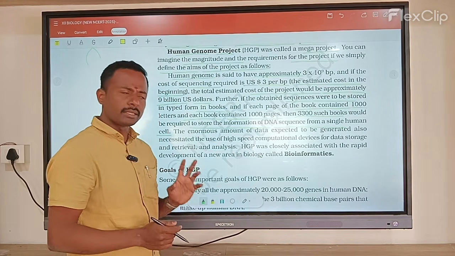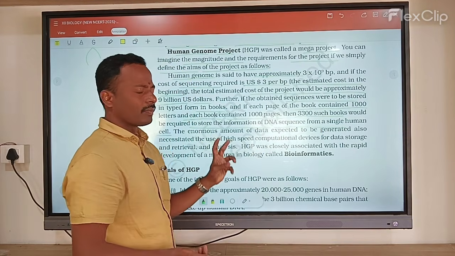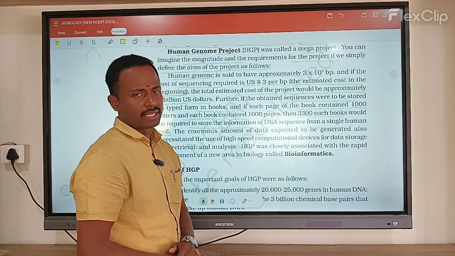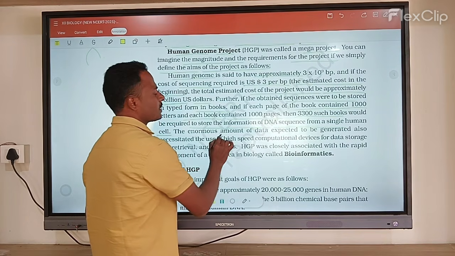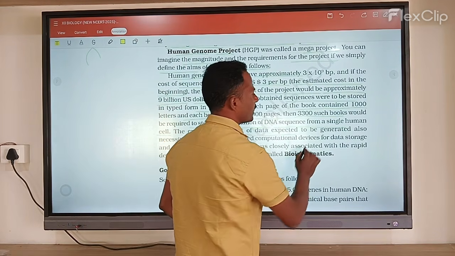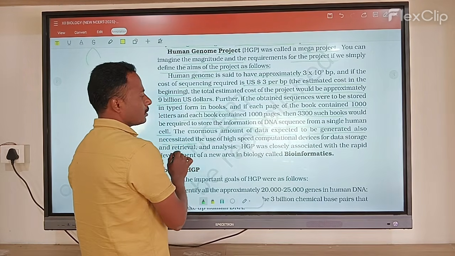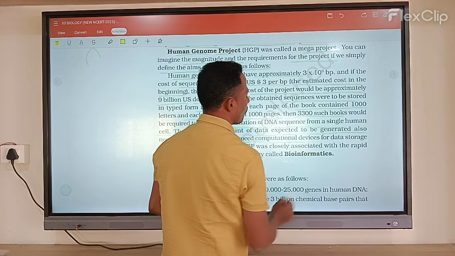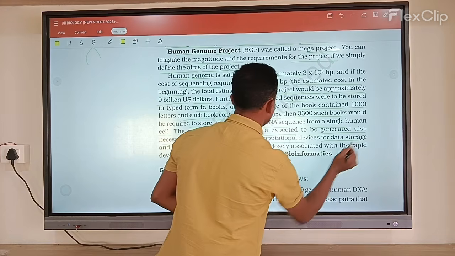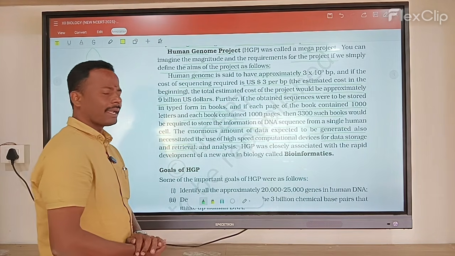Around 3,300 books would be required for storage of the DNA sequence information for the cell. Next, the enormous amount of data expected to be generated also makes it necessary to use high speed computational devices for storage, retrieval and analysis.